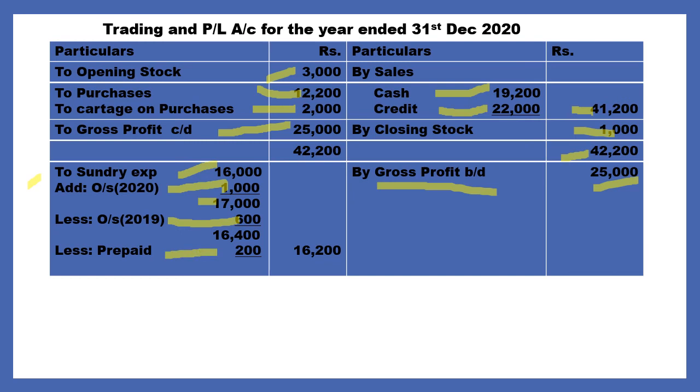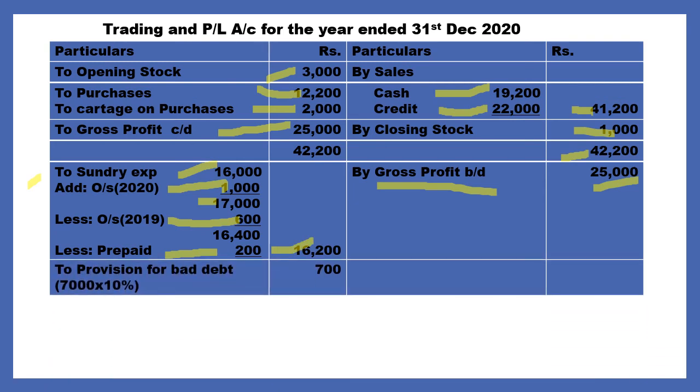So current year prepaid expenses to be deducted. Current year outstanding expenses, unpaid expenses to be added. Previous year unpaid expenses to be deducted. So final balance of sundry expenses 16,200.